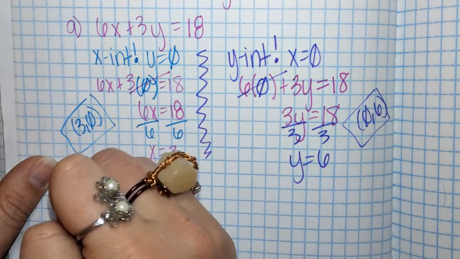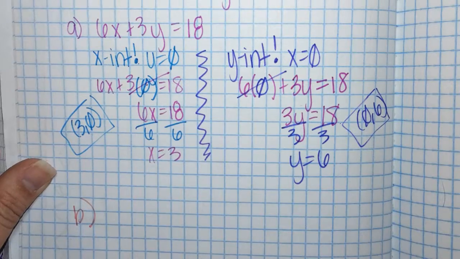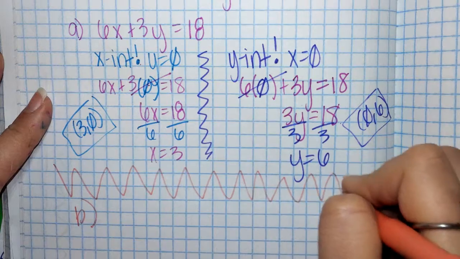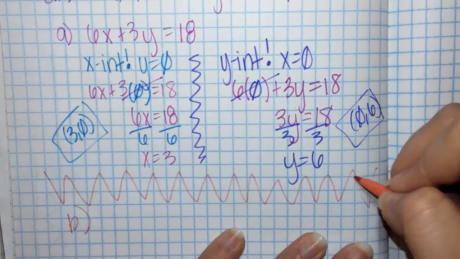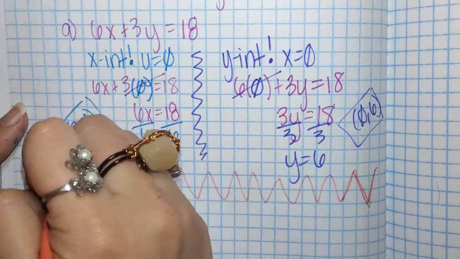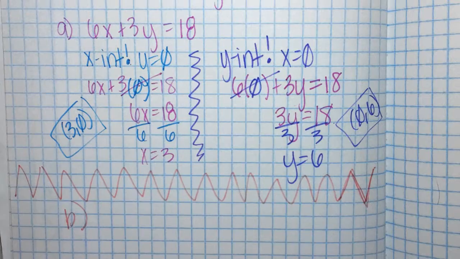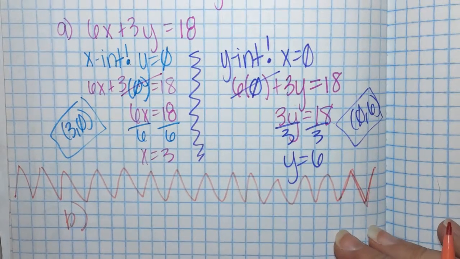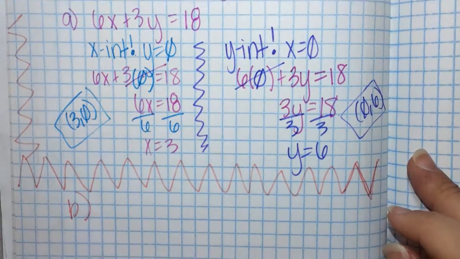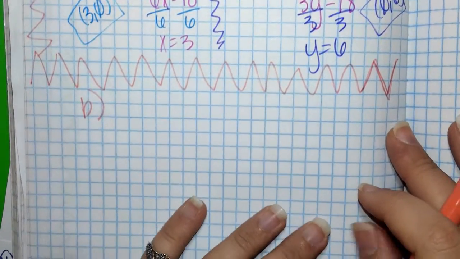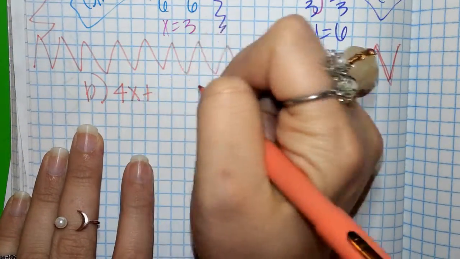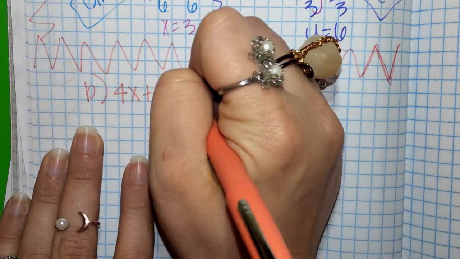Alright, so write B down. So, B, our next problem, is going to say 4x plus 5y equals 20.